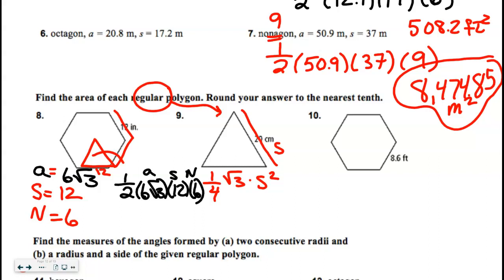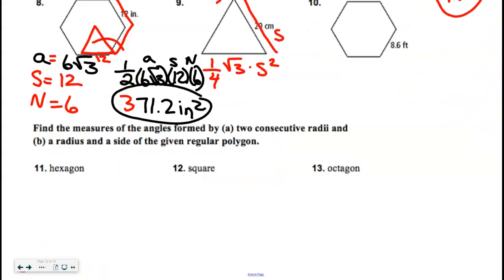374.12. I got to get an agreement on that. You got it? Awesome. 371.2, he said, and that would be inches squared. All right, moving on. We are going to go to number 11.